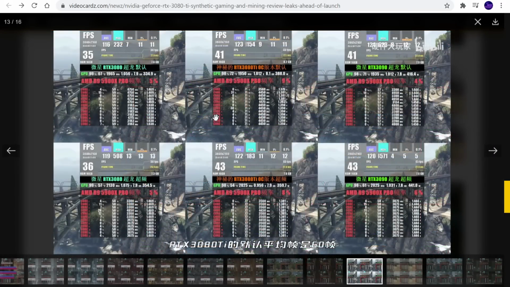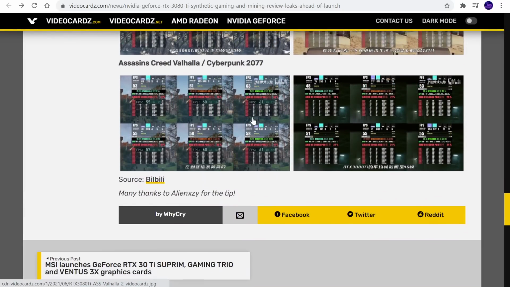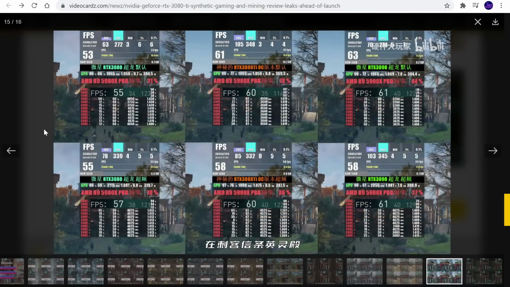tests. Here's GTA 5. I'm going to stop repeating myself. Here are the numbers for GTA 5. It looks like the same story. This was PUBG. Looks like the same story. Now we've got Assassin's Creed Valhalla. Hey, this is more clearly an average FPS indicator, I believe. There you go. Looks like the same story, almost tying the 3090, with a more significant lead over the 3080.